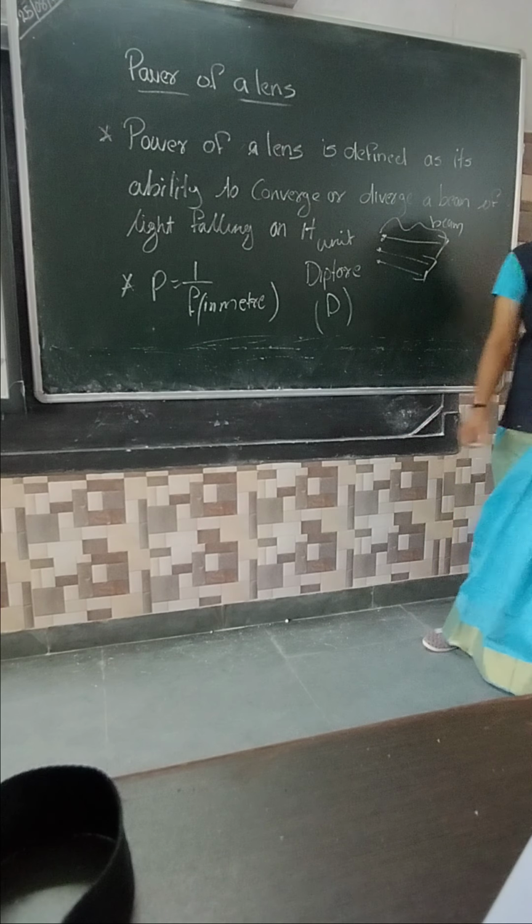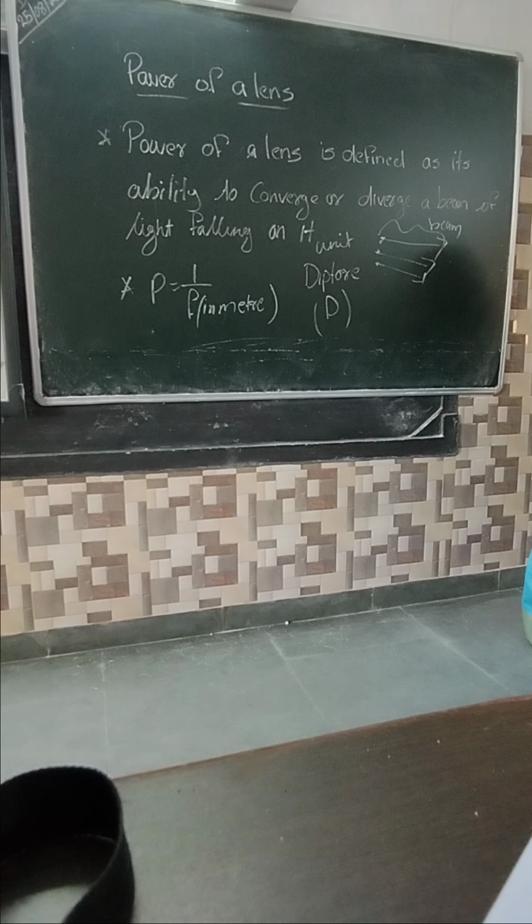For example, 5 diopter, that is 5D, in the case of a convex lens. Otherwise, minus 3D in the case of a concave lens. What is the meaning of that? That is the power of that lens. Power means the ability of diverging or converging a beam of light falling on it. P equal to 1 by f, with f in meters, and the unit of power is the diopter. Clear everyone?